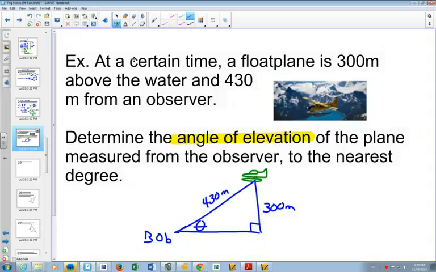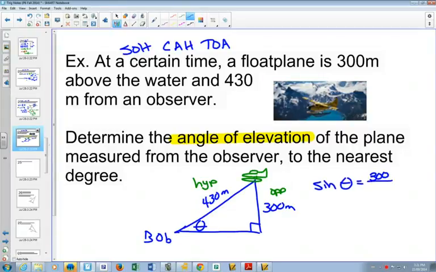So it's a trig question, so I'm going to write SOHCAHTOA out here. I'm going to look at my triangle, and I'm going to say, there's my angle. The 430, I know that's my hypotenuse. What's the 300 going to be? Opposite side. So which one am I going to use? Sine, cos, or tan? Sine. Sine of theta, opposite 300 over hypotenuse 430.